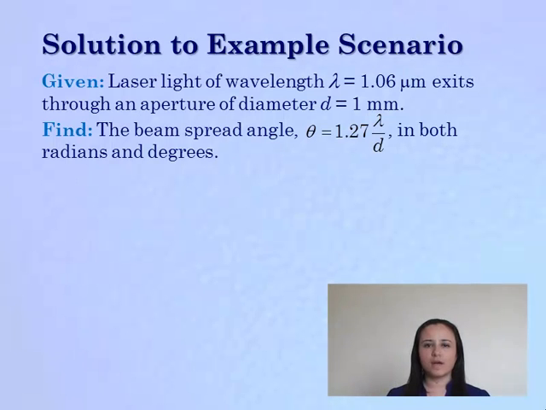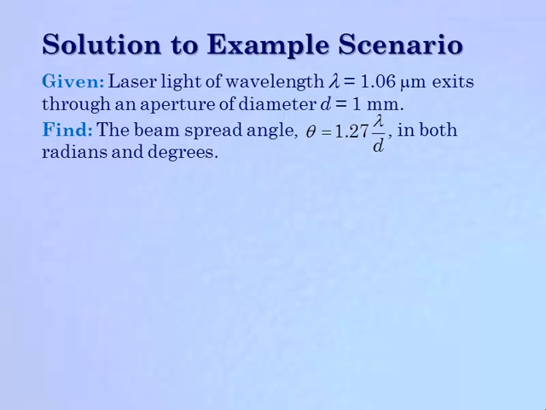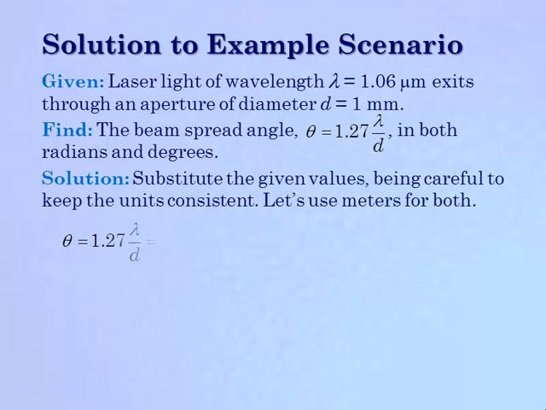So now we're ready to find the solution to that example scenario. We have a laser light of a wavelength of 1.06 microns going through an aperture of a diameter of 1 millimeter. And we're asked to calculate the beam spread angle, the divergence, using this formula, 1.27 times lambda over d, and that'll give us a measure in radians.